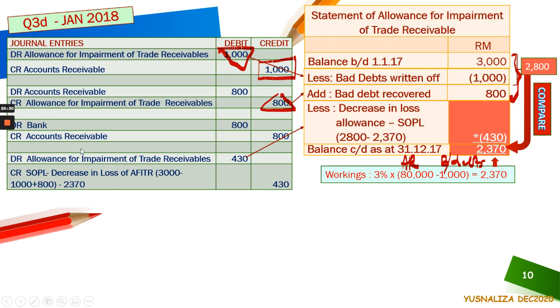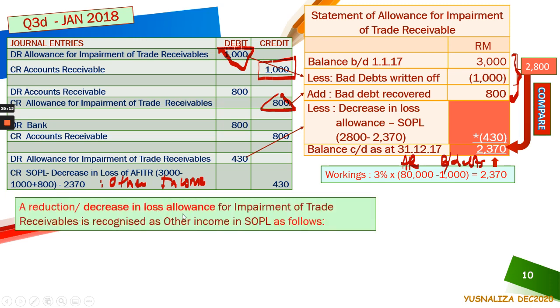So what is the journal entry? This is our last journal entry, as I said earlier. Debit allowance for impairment, trade receivables 430, and credit the statement of profit or loss, under your other income, 430. If, let's say, you have an increase, maybe here is 2,370 but here was 2,000, the difference of 370 would be an increase. For an increase, you will have a journal entry which is the reverse of this. You will be doing that in another question.